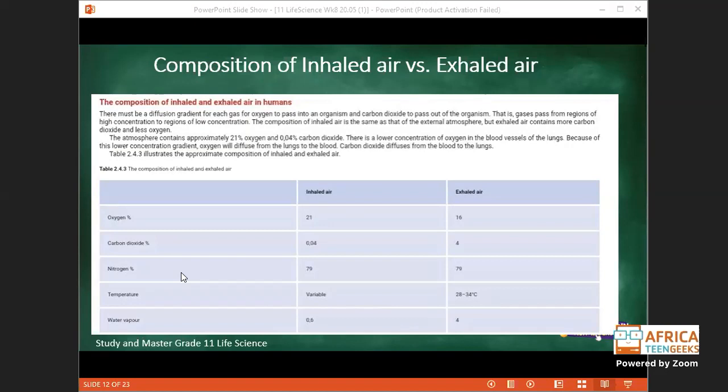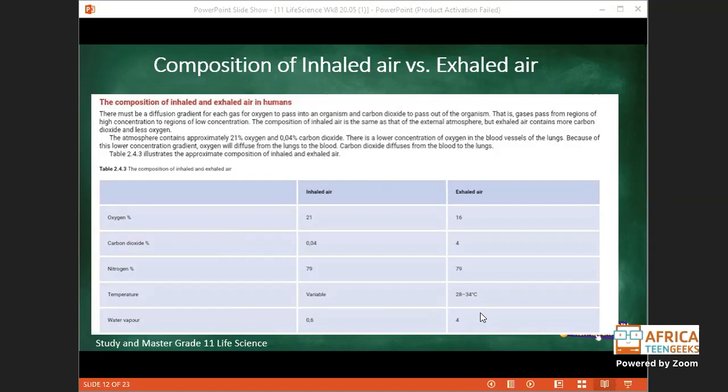Then we have nitrogen, which is 79%. Then temperature varies because sometimes we breathe in cold air, sometimes we breathe in hot air. Okay, and then water vapor is 0.6%. Let us look at exhaled air.